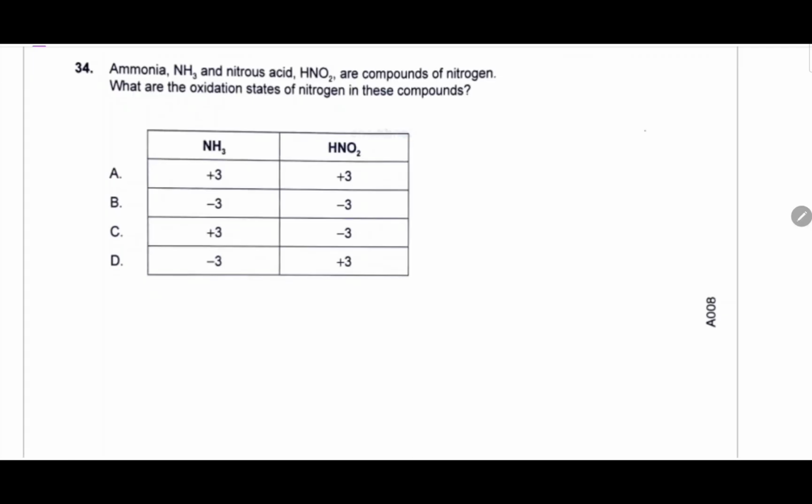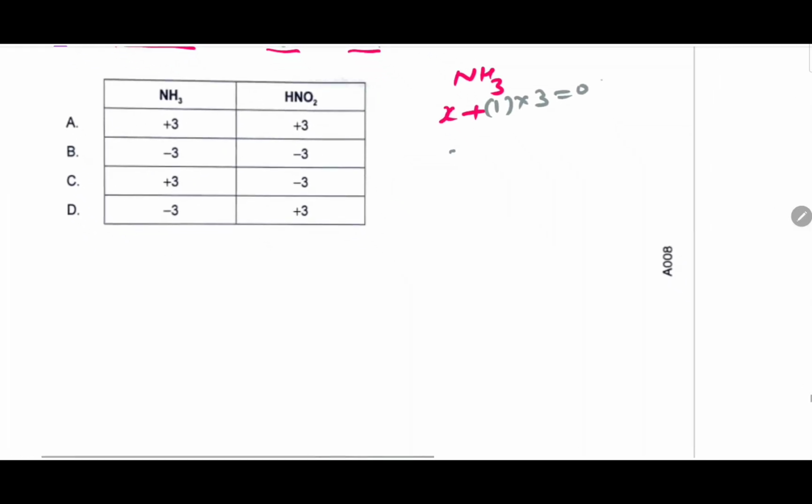34, ammonia, NH3, and nitrous acid, HNO2, are compounds of nitrogen. What is the oxidation state of nitrogen in these compounds? In NH3, the oxidation state of nitrogen is X. Since hydrogen is bonded with a non-metal, its oxidation state is plus 1, so X plus 1 into 3 is equal to 0. Therefore X comes out to be minus 3. So for ammonia it should be minus 3, therefore the answer would be B or D.